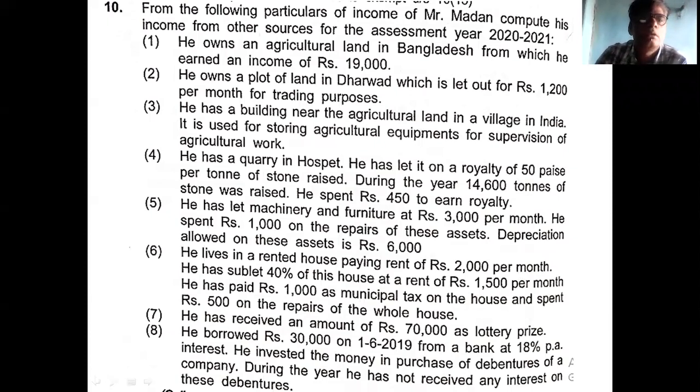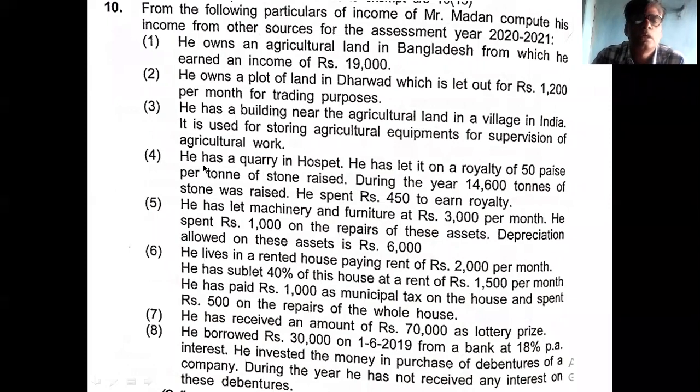Yesterday I was explaining example number 10. The first question: agriculture income in Bangladesh, 19,000, is taxable. Second point, open plot in Dharwad, 1,200 into 12, that is taxable. And third point, building near agriculture land is exempted from tax. This was already told yesterday. That means a building situated in agriculture land is considered agricultural income. Okay, simply remember this one.